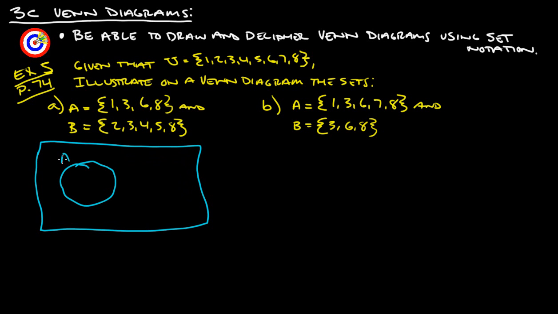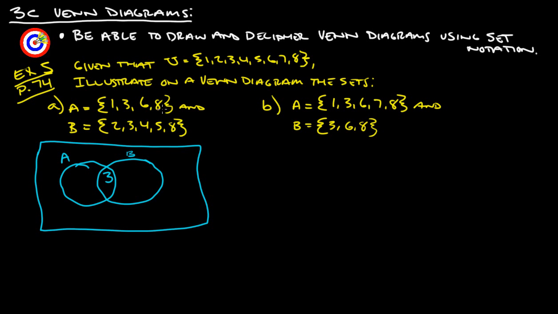So let's draw set A here, set B there, and again there's going to be overlap of the ones that are in common here. That's usually the easiest way to draw this, is to find the ones that both sets have in common. So the intersection of the two sets is going to go right in here. That's the easiest thing to start with.